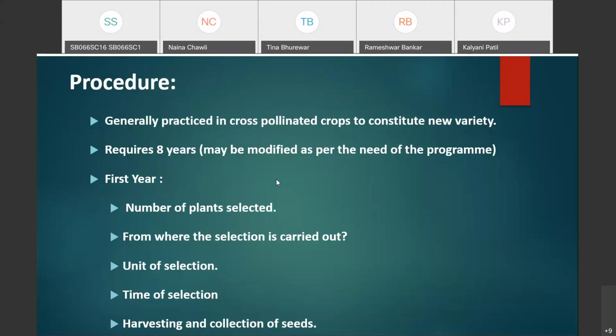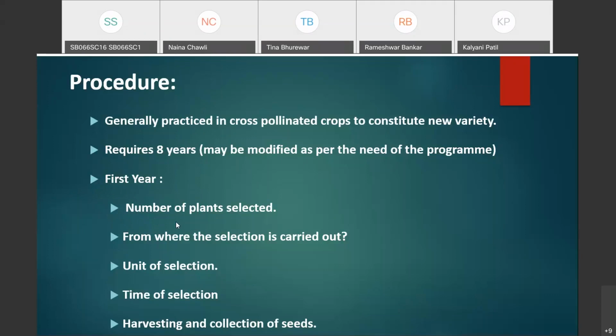These are the activities which are carried out in the first year. Then these are some points which are very important or which are considered during the first year process. The first one is the number of plants selected. As far as possible, a large number of plants must be selected.